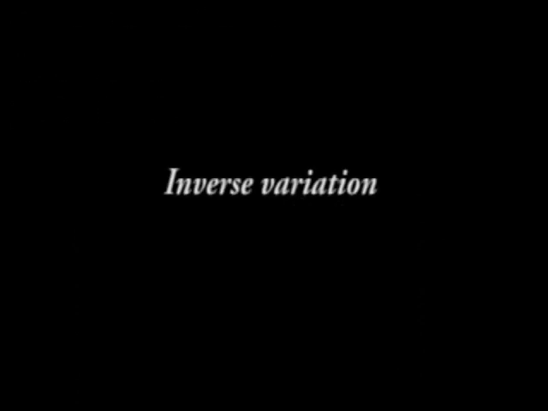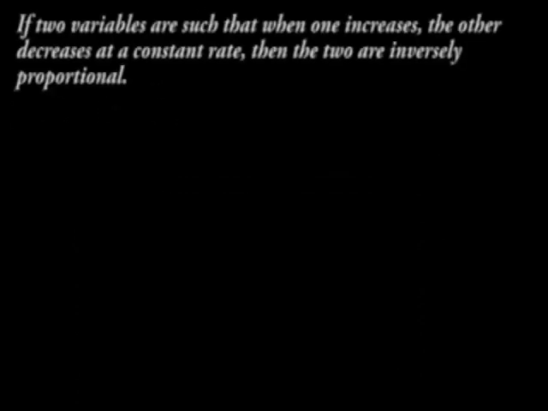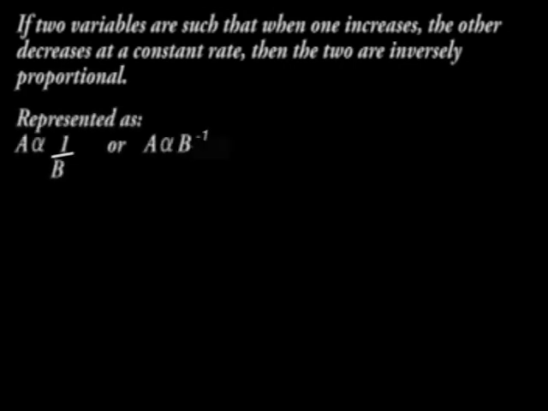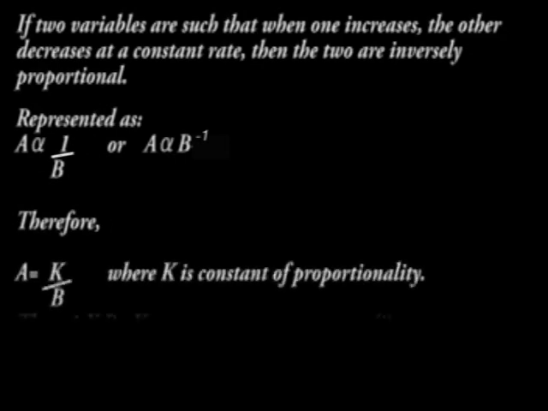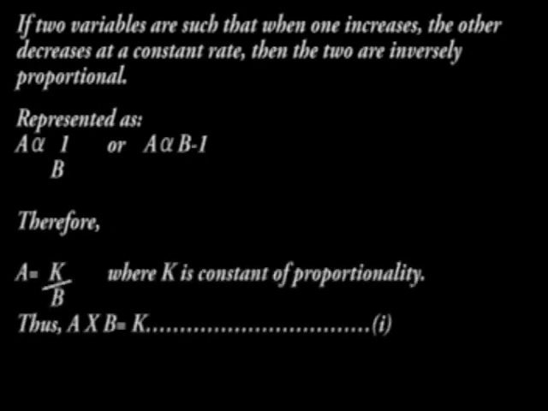Inverse variation. If two variables are such that when one increases, the other decreases at a constant rate, then the two are inversely proportional. Such a relationship is represented as A ∝ 1/B, or A ∝ B⁻¹. Therefore, A = K/B, where K is the constant of proportionality. Thus, A times B is equal to K.